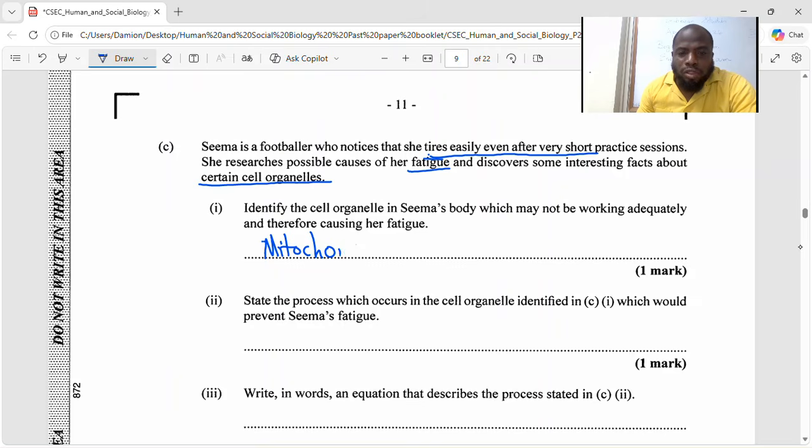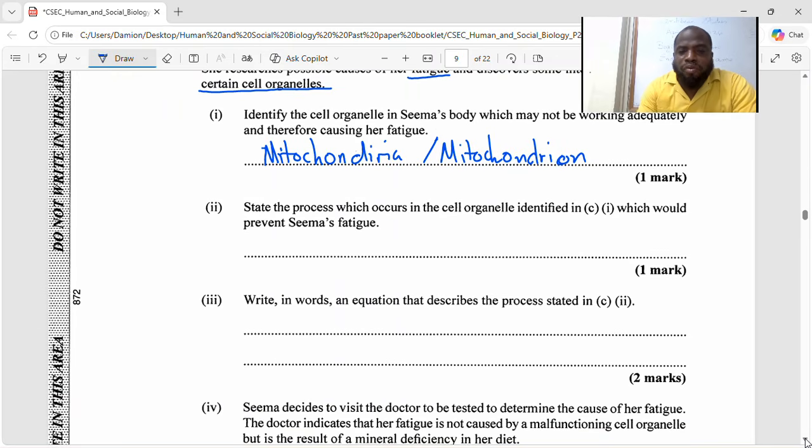mitochondria, and that's plural, or mitochondrion, that would have been for singular. State the process which occurs in the cell organelle which would prevent Seema's fatigue. So aerobic respiration.